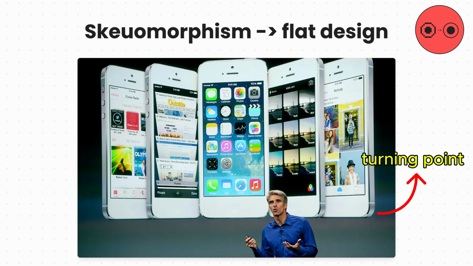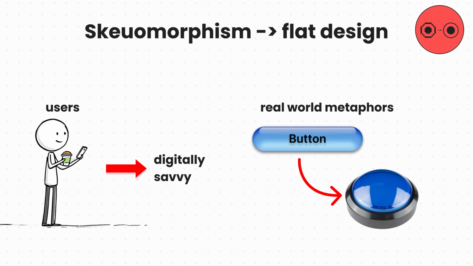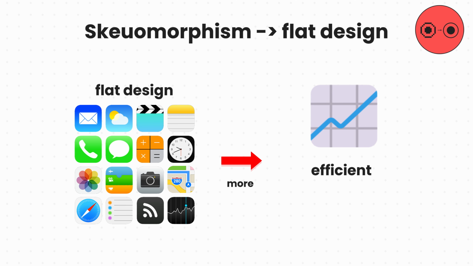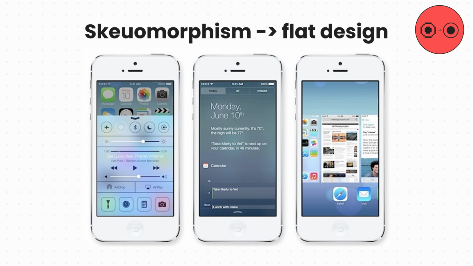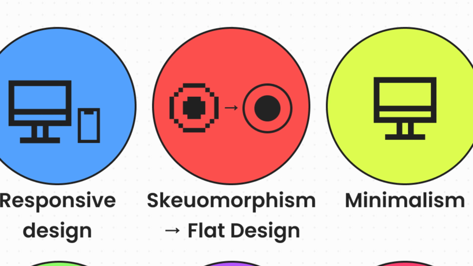Flat design modernized the web. Designers adopted it because as users became more digitally savvy, the real-world metaphors weren't needed anymore. Plus, flat design was more efficient, scalable, and looked sleeker in a mobile-first world. It set the visual language we still use today.